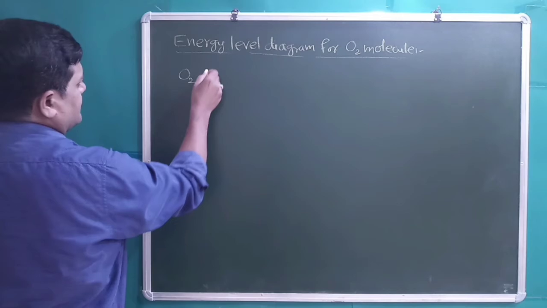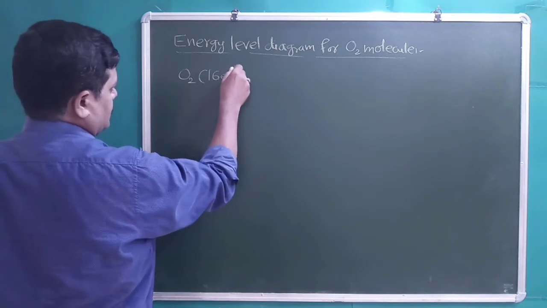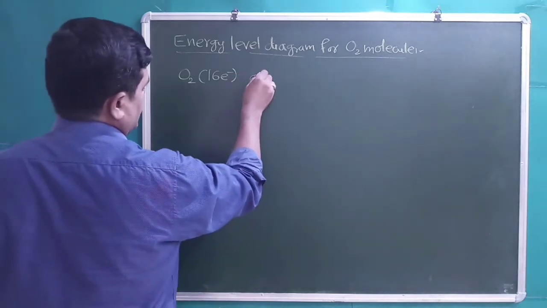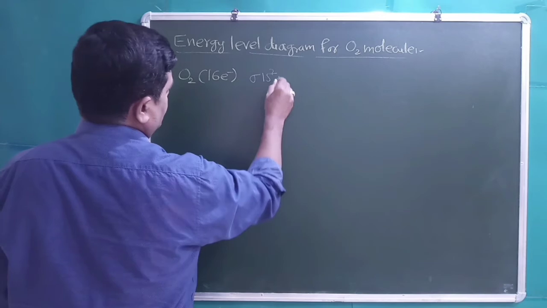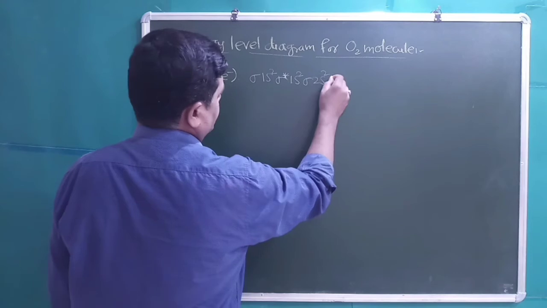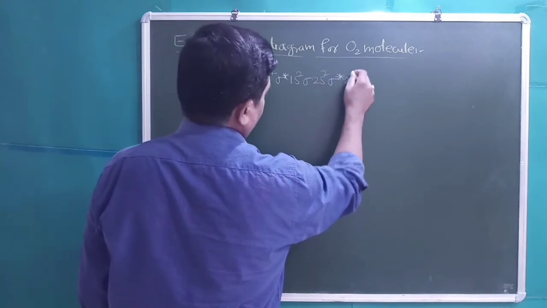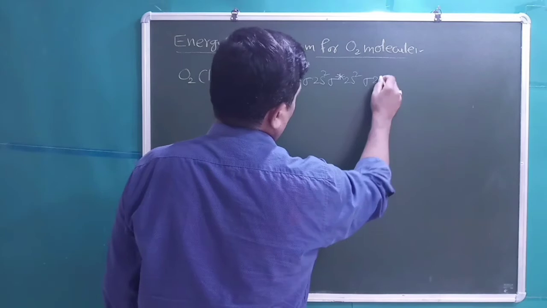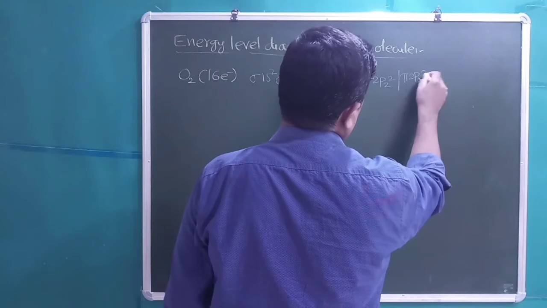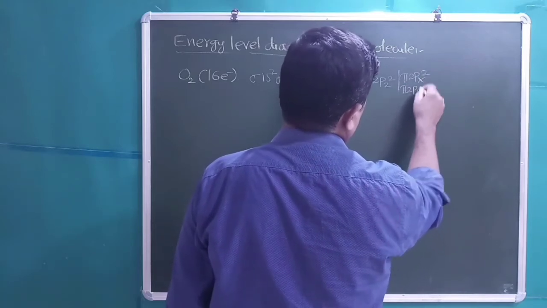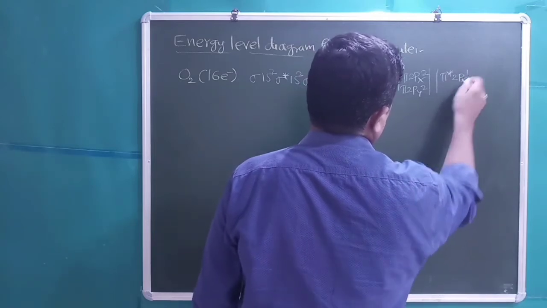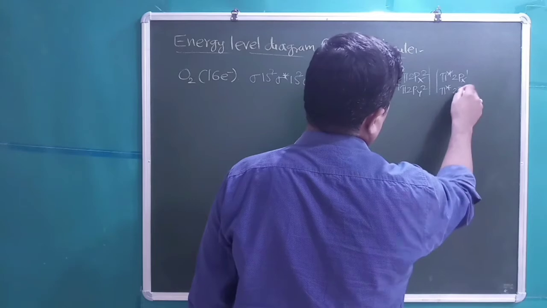Students, O2 has 16 electrons, more than 14 electrons. Electronic configuration we can write as sigma 1s2, sigma star 1s2, sigma 2s2, sigma star 2s2, sigma 2pz2, pi 2px2, pi 2py2, pi star 2px1, pi star 2py1.